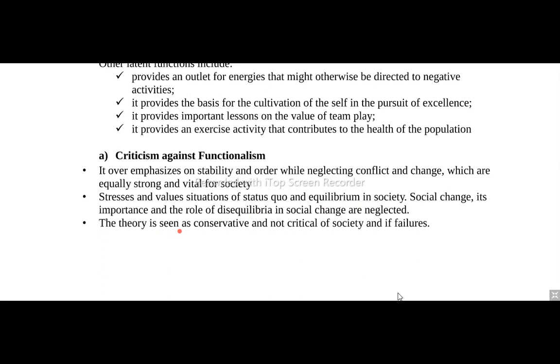The theory is seen as conservative and not critical of society and its failure. So conservative means that we want things to remain the way they have been. We don't want change. That is for social functionalism. Criticism. People criticize it for that.